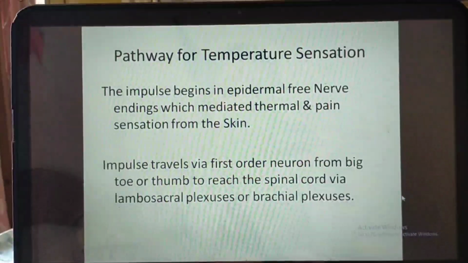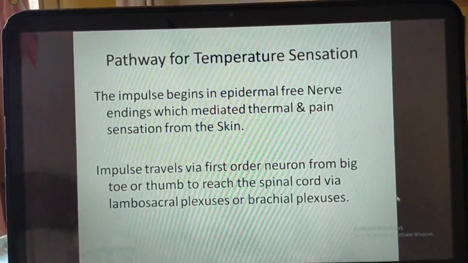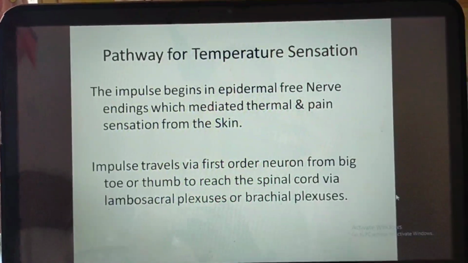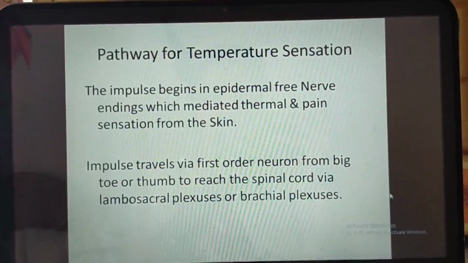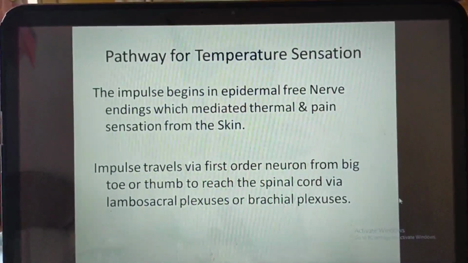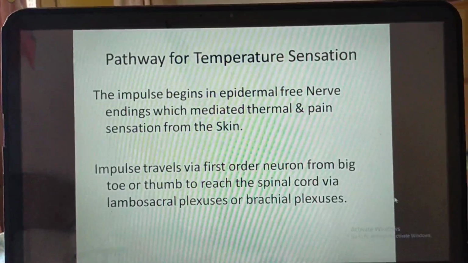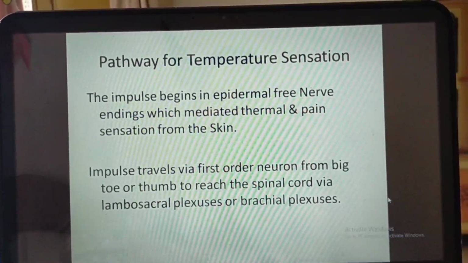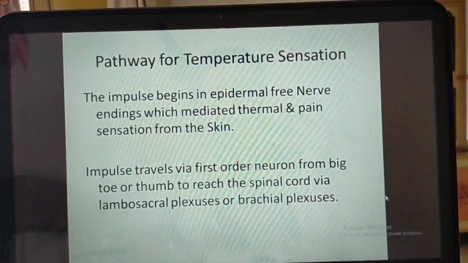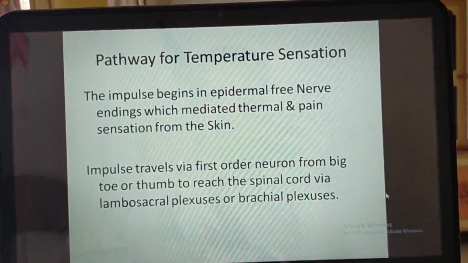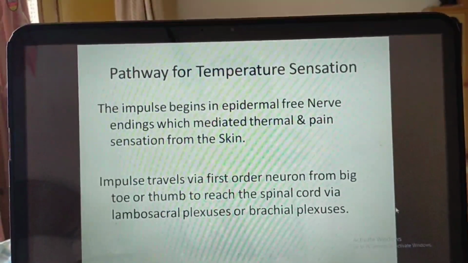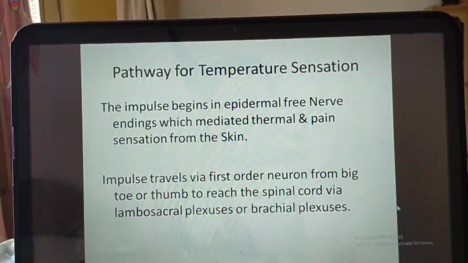So this was about how the sensation goes through the pathway, and this would be the pathway for the temperature sensation. So again, if you are asked about the pathway for the temperature sensation, you should start writing from here, or you can write something about the first, second or third neuron and that tract.